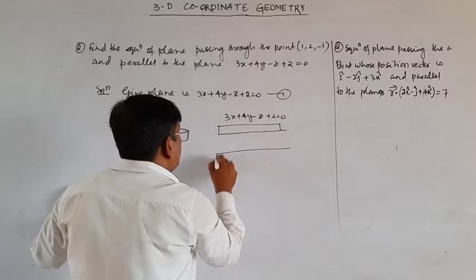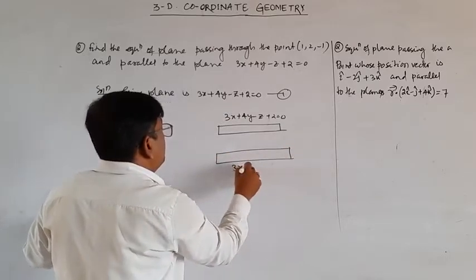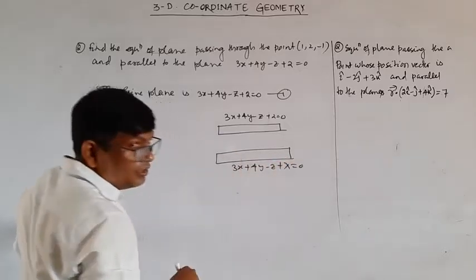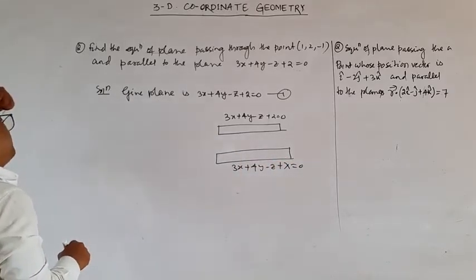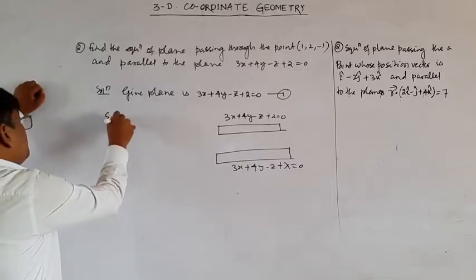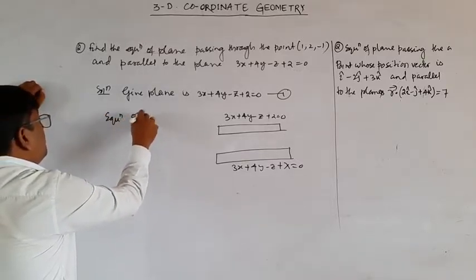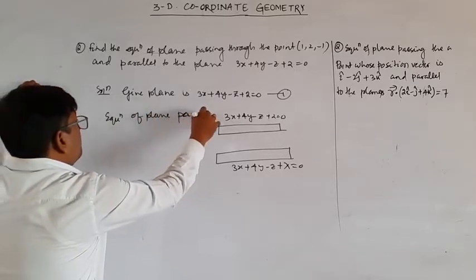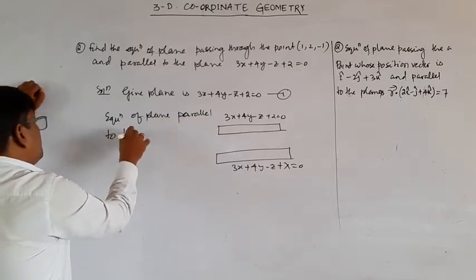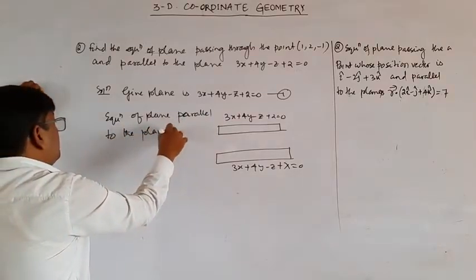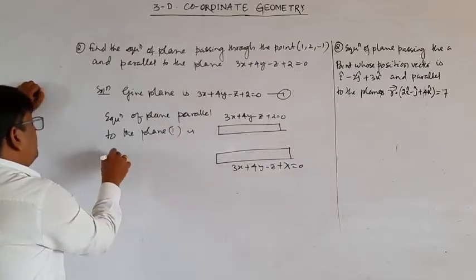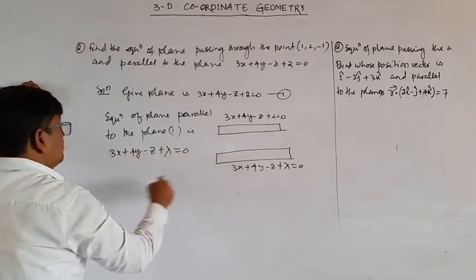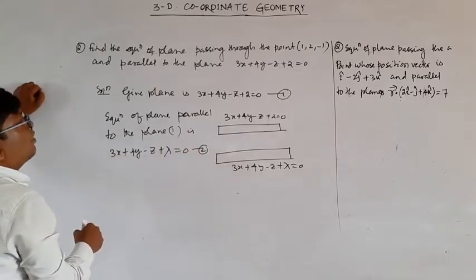Now the equation of a plane parallel to this plane is 3x + 4y - z + lambda = 0. Got it? So the equation of the plane parallel to plane 1 is 3x + 4y - z + lambda = 0. This is equation 2.